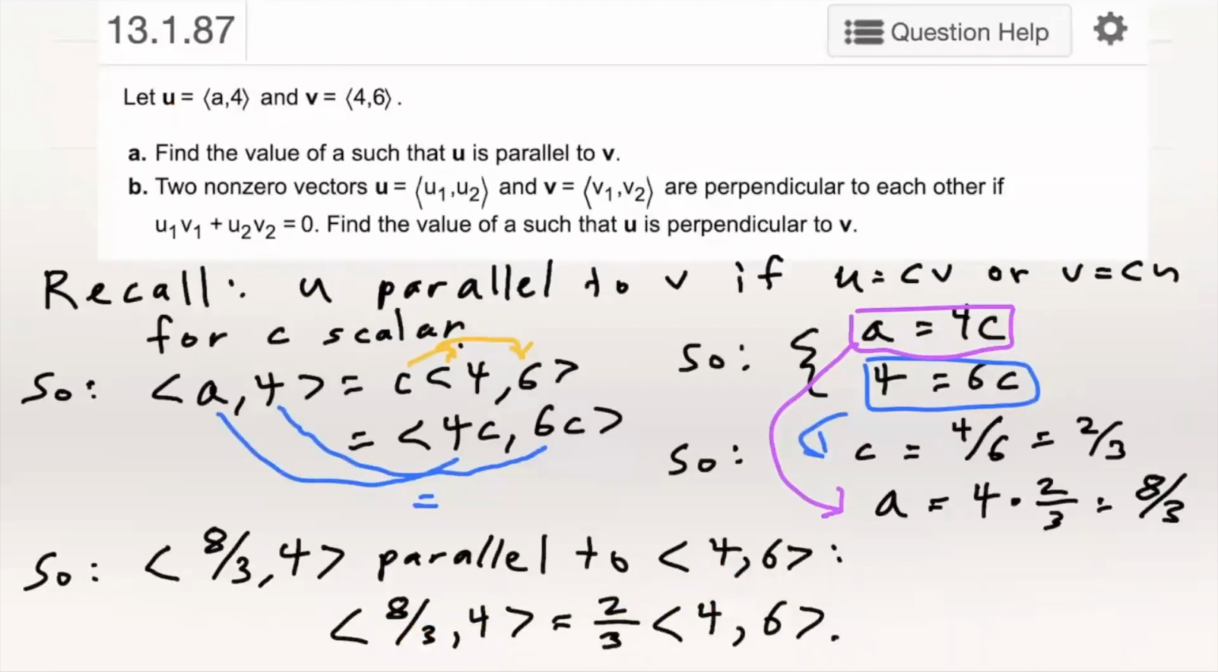Now, the second part of the problem is finding perpendicular vectors. And it tells us that two vectors are perpendicular if and only if they satisfy this equation. This left-hand side is in fact a dot product, which is the subject of today's lecture. But for now, on the homework, they just give us the equation and we need to work with that.